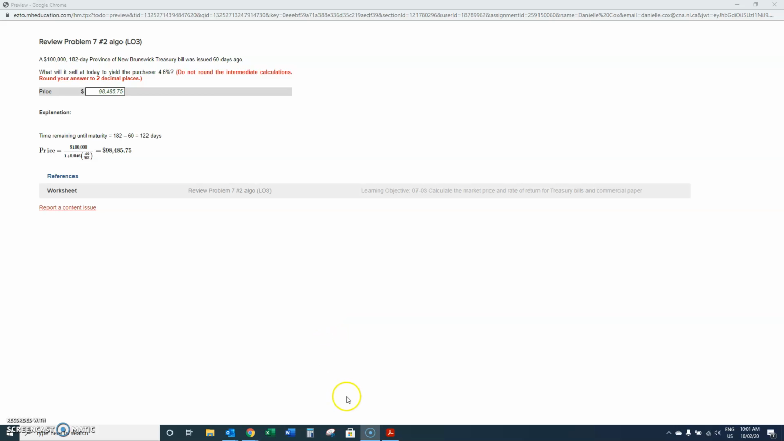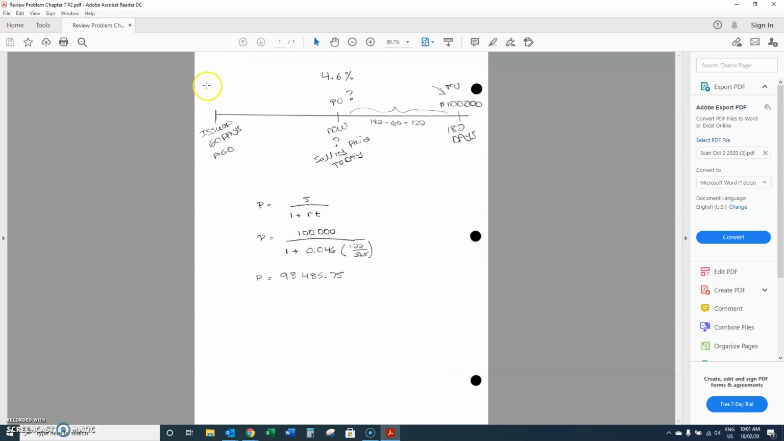So I'm going to take a look at how I worked that out. So again, always good, draw a timeline. 60 days ago it was issued, and it was a 182-day Treasury bill worth $100,000. We're saying now, as of today's date, what would it sell at to yield the purchaser 4.6%?